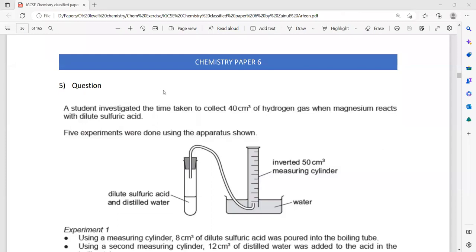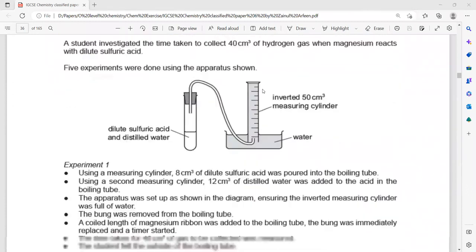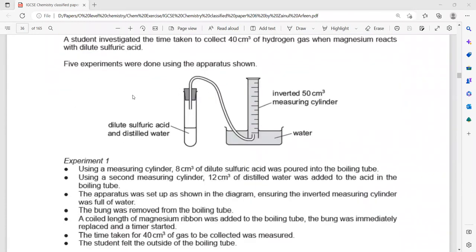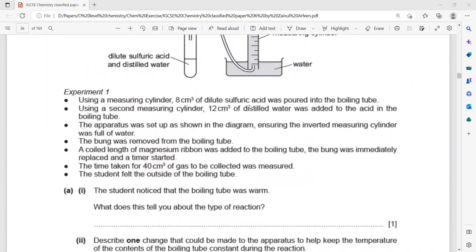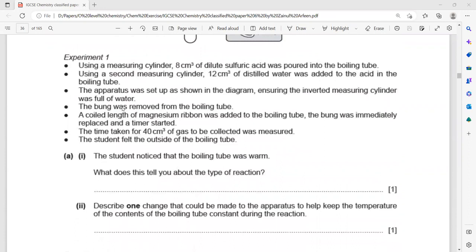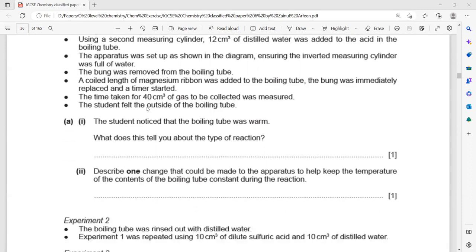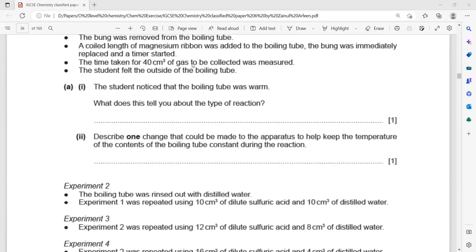So question 5, which is also related to chemical reactions: a student investigated the time to collect 40 cm cube of hydrogen gas when magnesium reacts with dilute sulfuric acid. As you can see, using a measuring cylinder, 8 cm cube of sulfuric acid was poured, and using a second measuring cylinder, distilled water was added. The apparatus is set up as shown. The bung is removed from a boiling tube. A coiled length of magnesium ribbon was added, and the bung was immediately replaced, and the timer started. And the time taken for 40 cm cube of gas to be collected was measured.